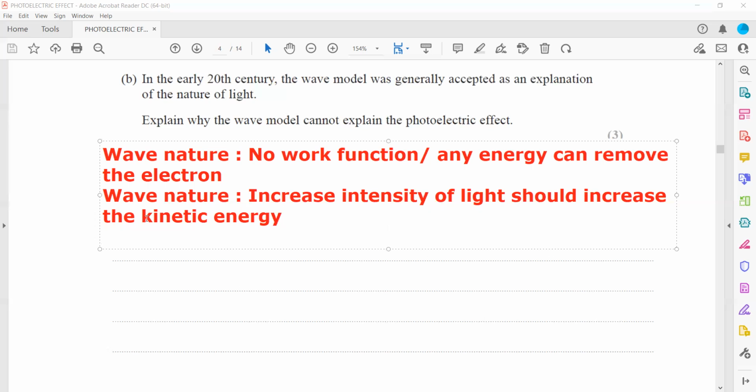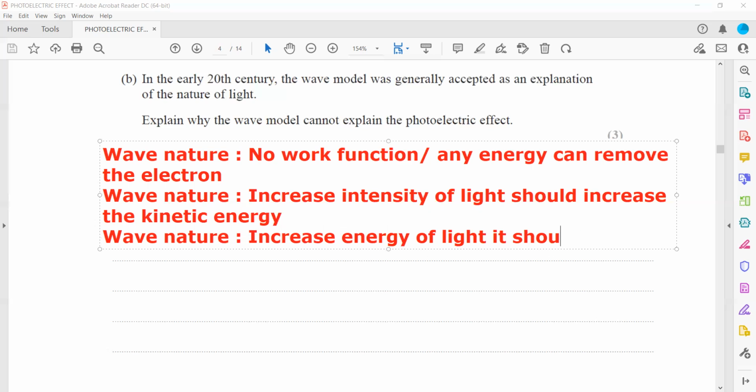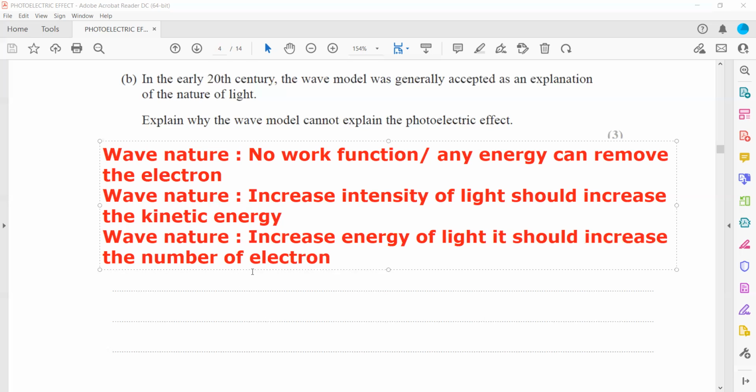But that does not happen, and according to wave nature there should be no maximum kinetic energy. And the opposite, when we increase the energy of the light, it should increase the number of electrons. But that does not happen. What happens is the opposite.